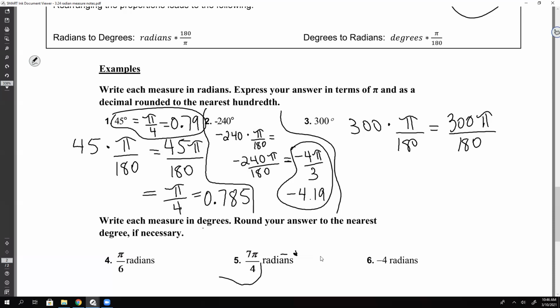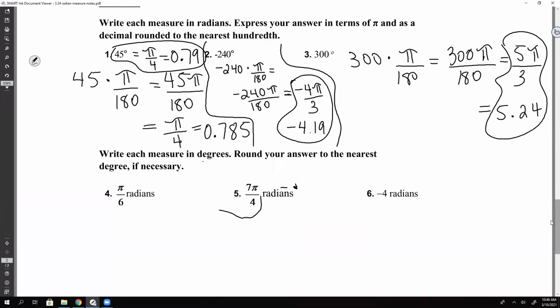So 300 divided by 60 gives me 5, so 5 pi. And then 180 divided by 60 gives me 3. So I have 5 pi over 3. And I look, 5 and 3, I can't reduce that anymore. So that's what that one is. So 5 pi over 3. And then let's just get that as a decimal. So 5 pi divided by 3. We get 5.235, so 5.24. That's what it would be rounded to the nearest hundredth. Okay, so that's degrees to radians.